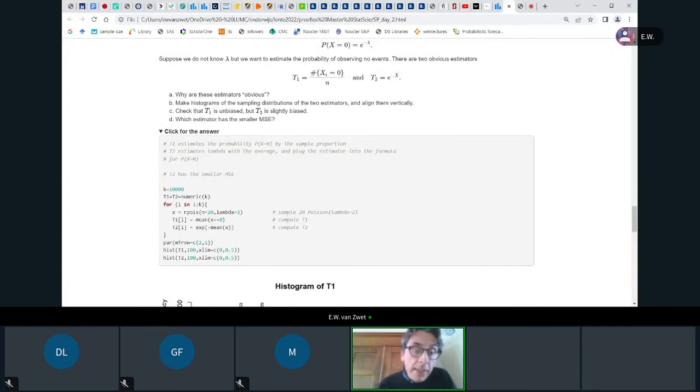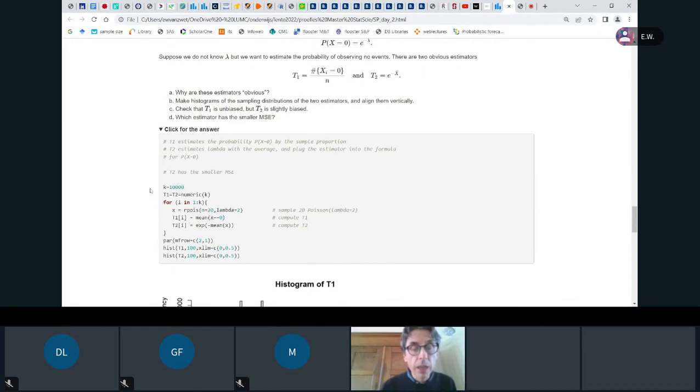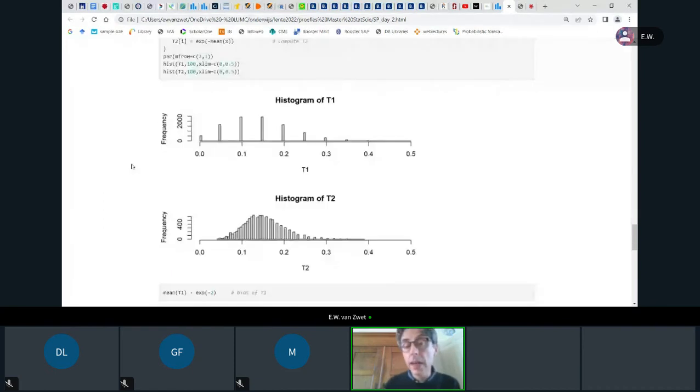For 10,000 times, we're going to sample 20 numbers from a Poisson distribution with lambda equals 2. And the first estimator we compute is just the proportion of zeros. That's a little bit funny how I write it there. And the second estimator is e to the minus the mean of those 20 numbers. And then I make a histogram of the two. So here you see what happens in 10,000 cases.